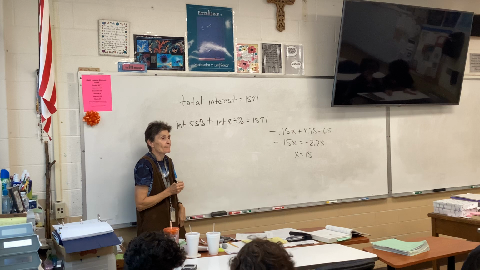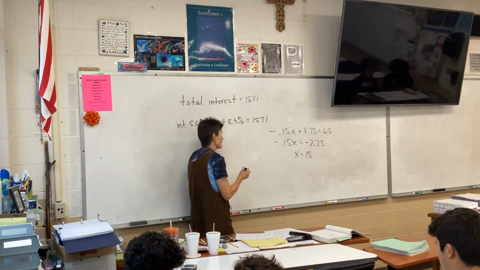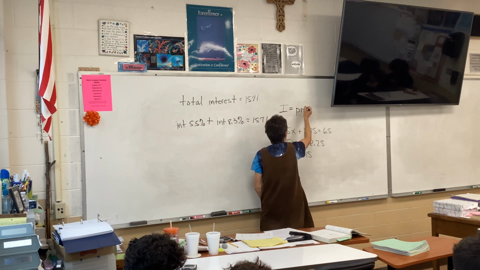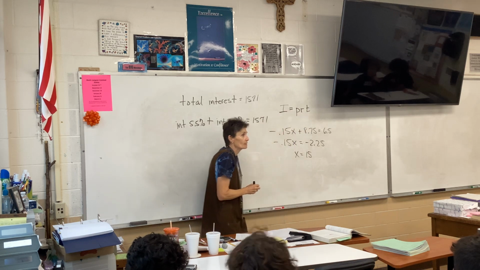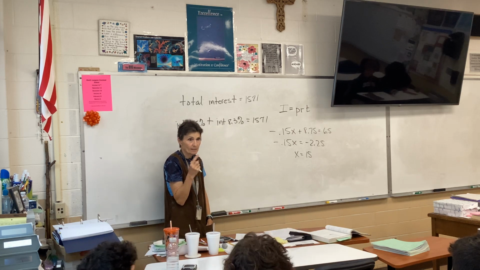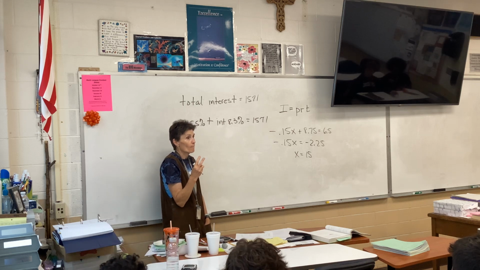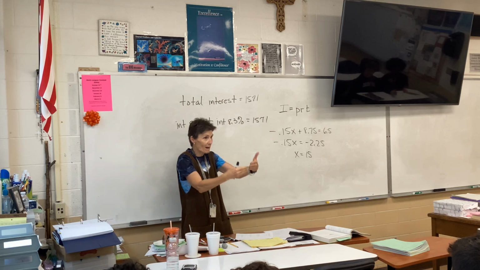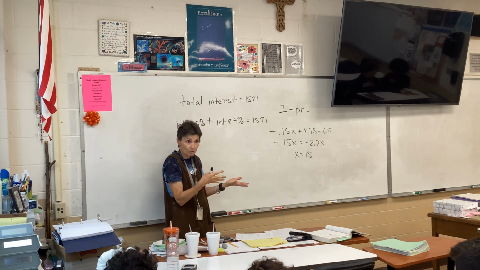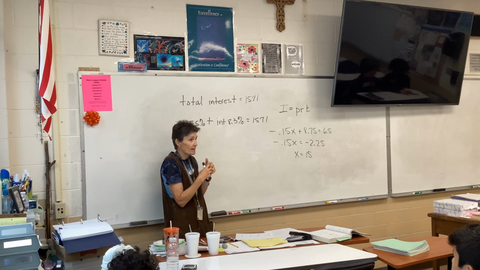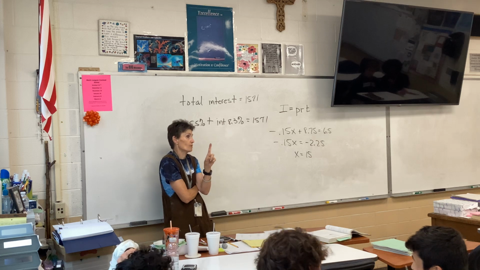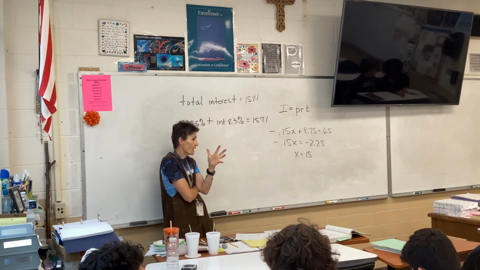Okay. Does anybody remember from first year algebra, I think, when you did this, I equals PRT? I stands for interest, P stands for principal, which is the amount you invest. R stands for the interest rate, and T stands for time. Now, in our problem, time is 1 year. So I'm going to ignore time because it's 1.